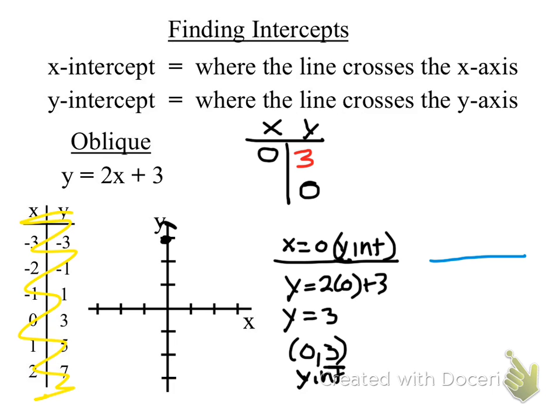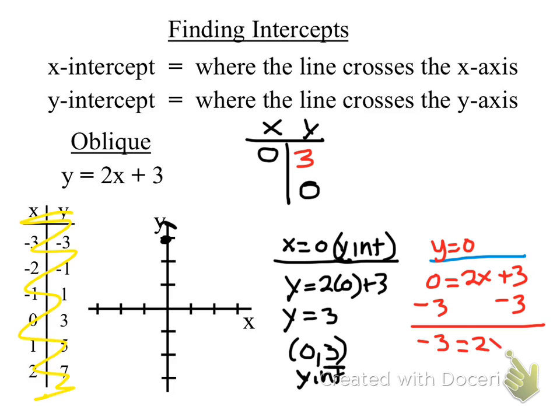Now when I set y equal to 0, 0 equals 2 times x plus 3. What do I do to get the x alone? And then I'm left with negative 3 equals 2x. Next step: divide by 2 on each side. And x equals negative 3 over 2.